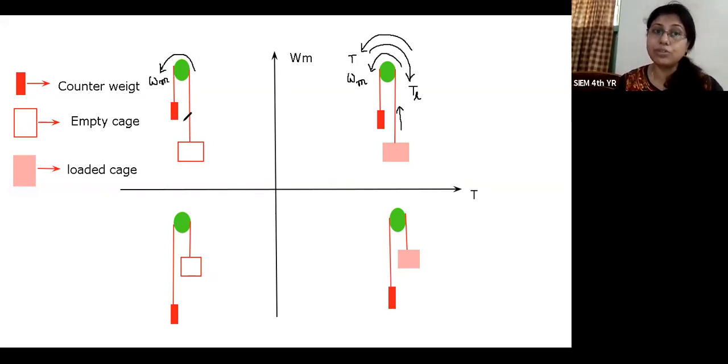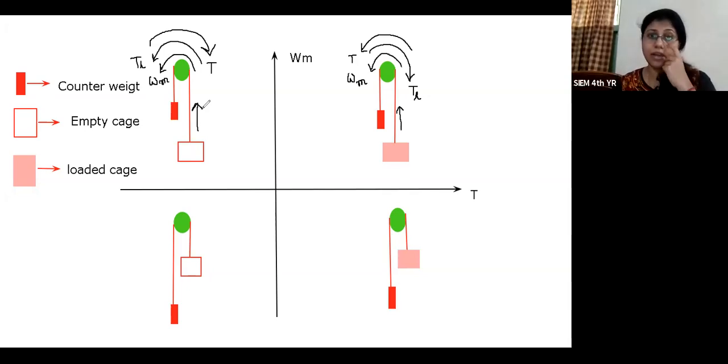Now, as the weight of the counterweight is higher than the weight of the empty cage, obviously the direction of the load torque should be towards the counterweight. So that is the direction of the load torque, TL. Now, as per Newton's third law, the direction of the motor torque is opposite to the load torque. So that is the direction of the motor torque. So that means the motion is in that particular direction, right?